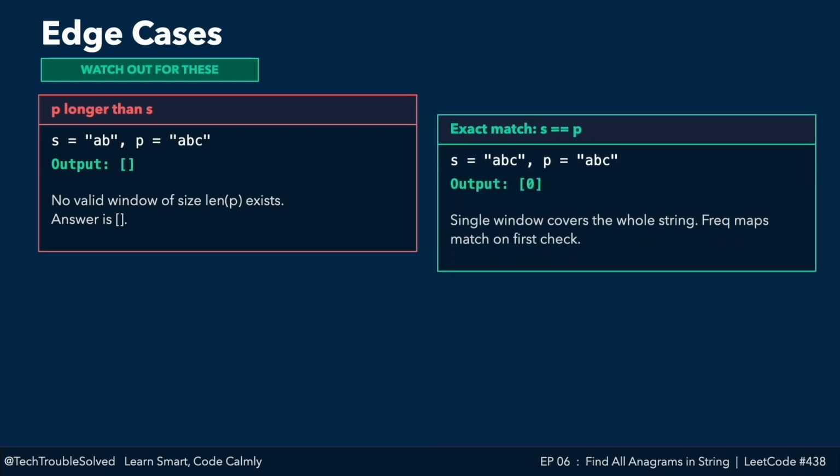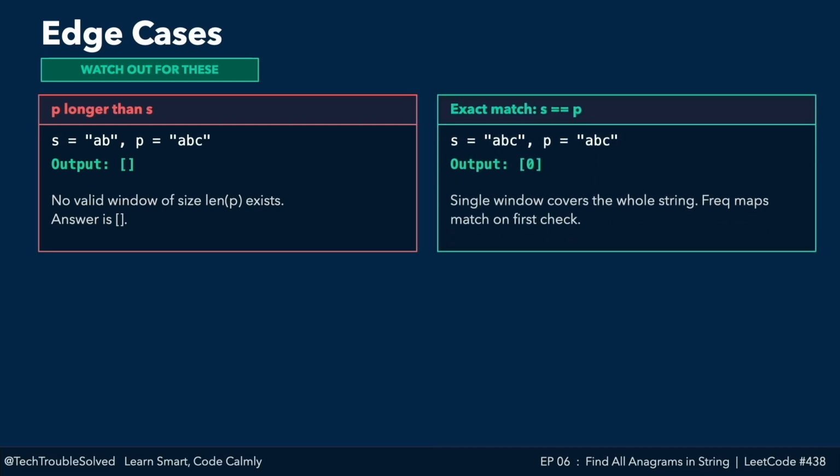Second, S equals P exactly. S is ABC, P is ABC. One window covers the whole string. Frequency maps match on the first check. Output is list with 0 index.